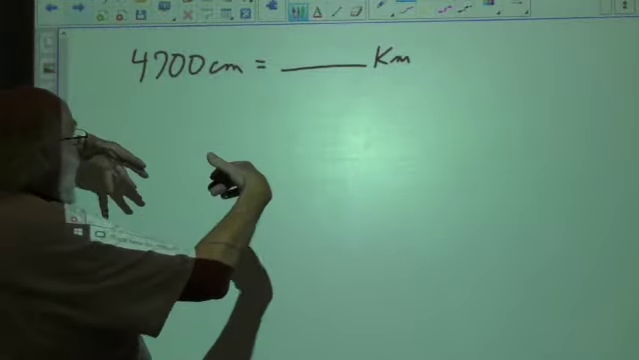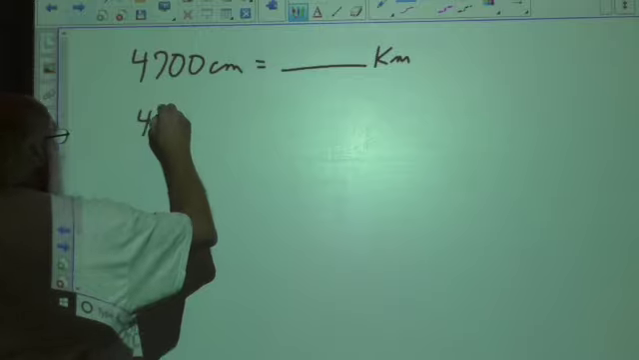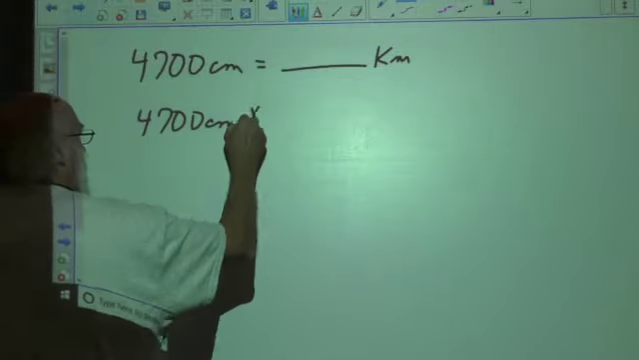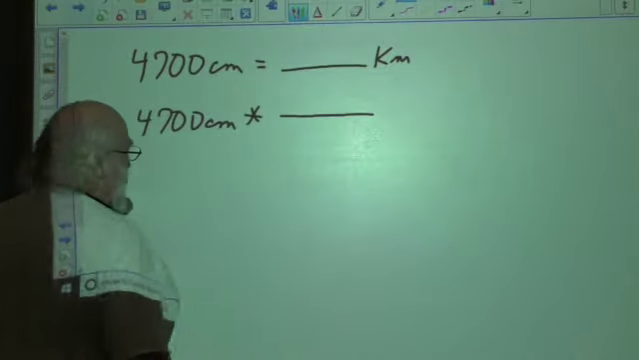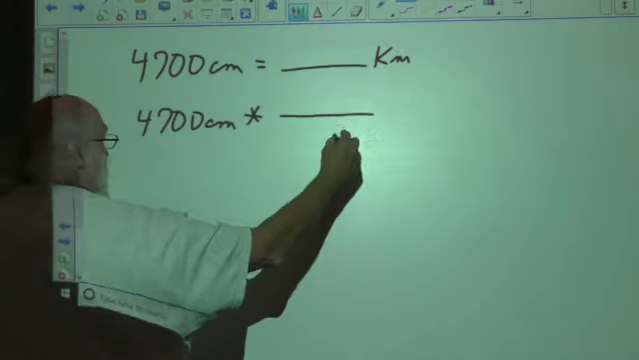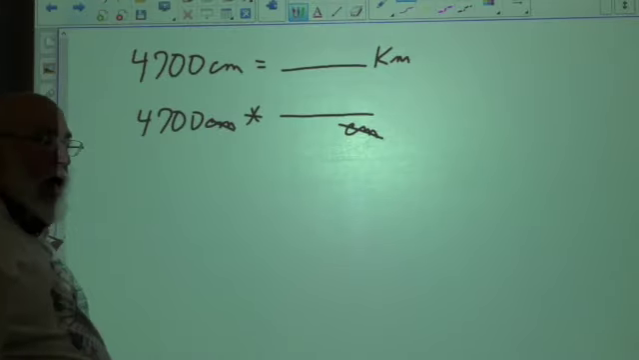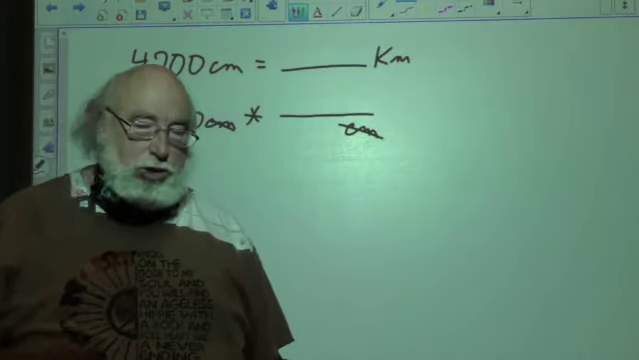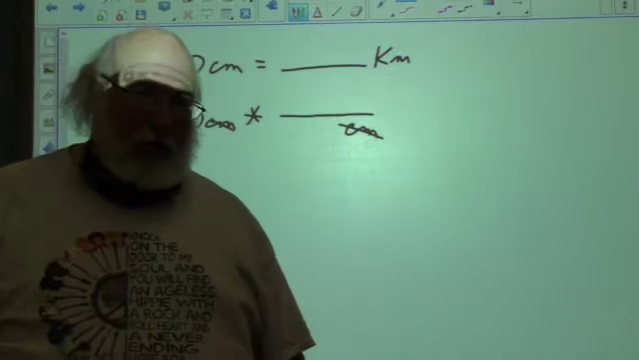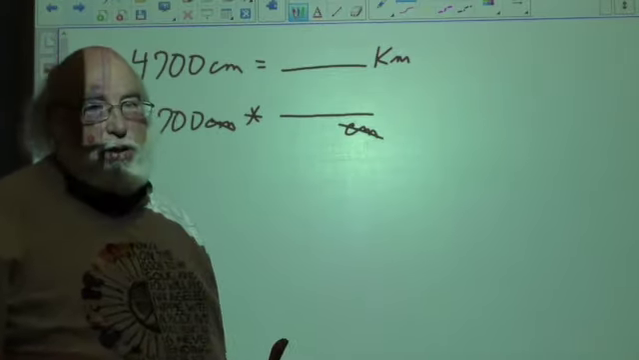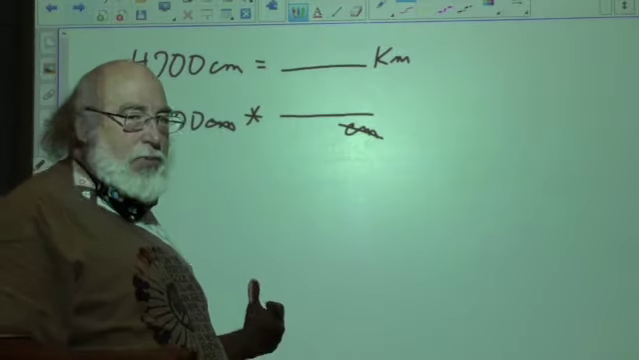So again, we start with the 4,700 centimeters. Instead of an equal sign, we put a times sign, and we put a fraction. Put the centimeter in the denominator to cancel it out. Now, here's the issue. The issue is we can't go straight from centimeter to kilometer. There is no conversion given to us for that. So we have to convert to something else first.